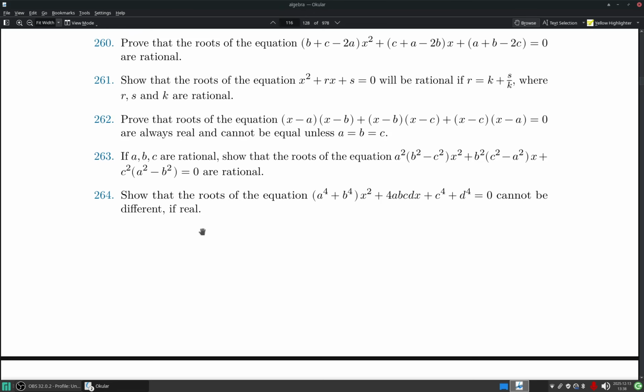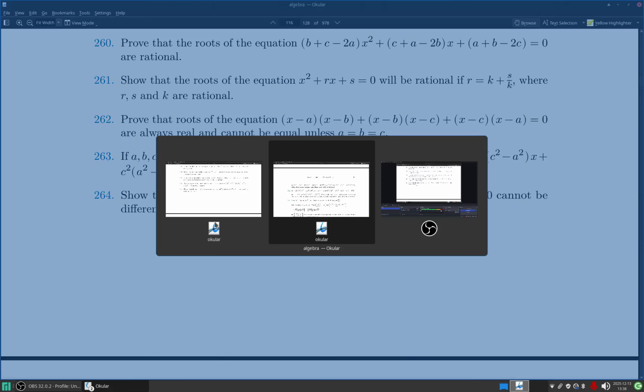Question 264 says: show that the roots of the equation (a to the power 4 plus b to the power 4) x square plus 4abcd x plus (c to the power 4 plus d to the power 4) equal to 0 cannot be different if real.